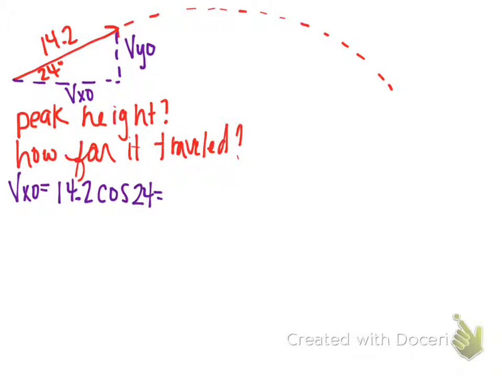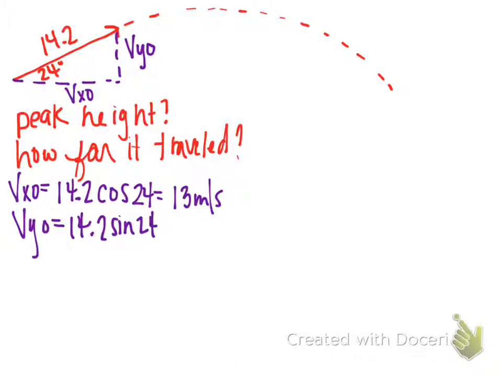Make sure that your calculator's in degrees. V sub yo, I'm going to take hypotenuse times sine of 24. Do we agree with those components? 13 and 5.78? Okay. So let's talk about what else we know here.